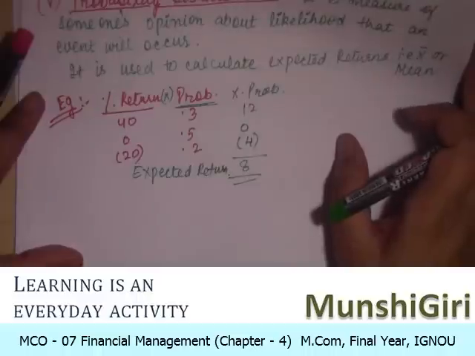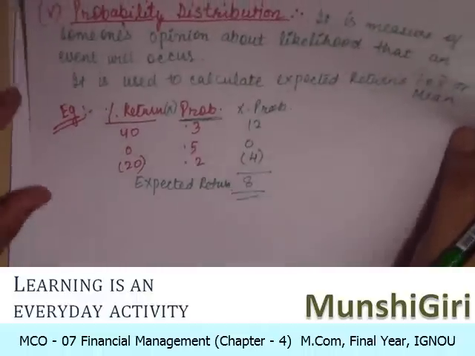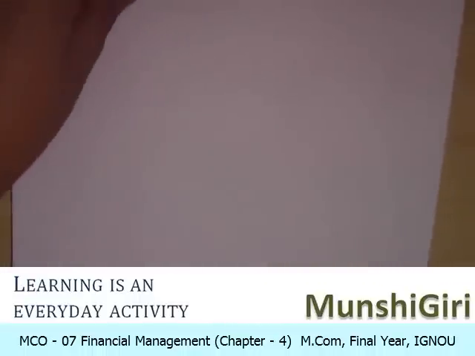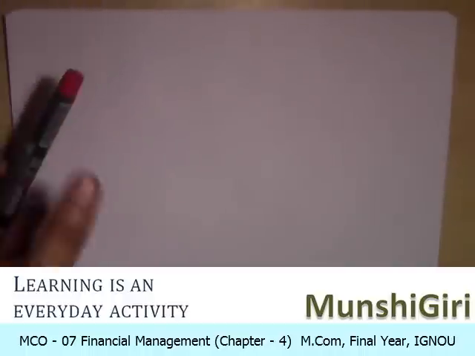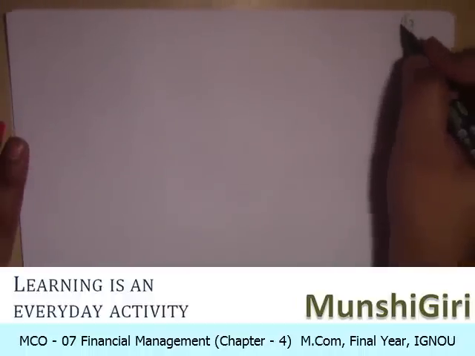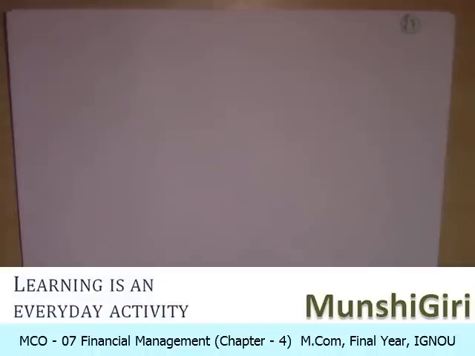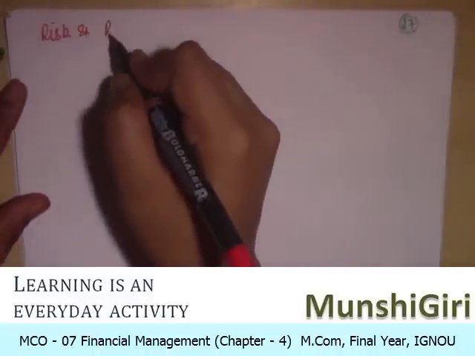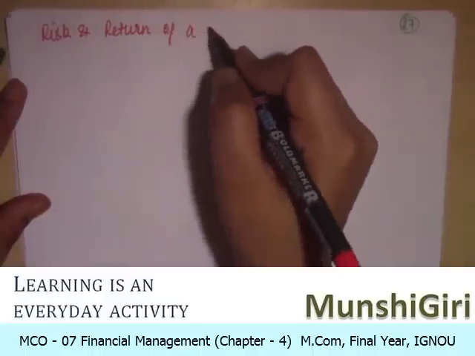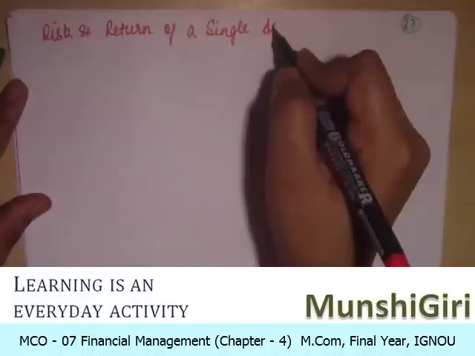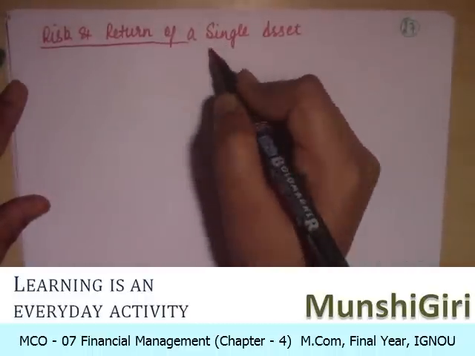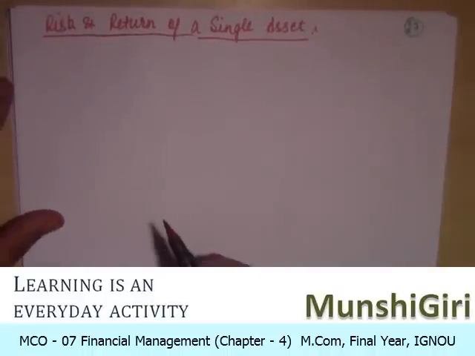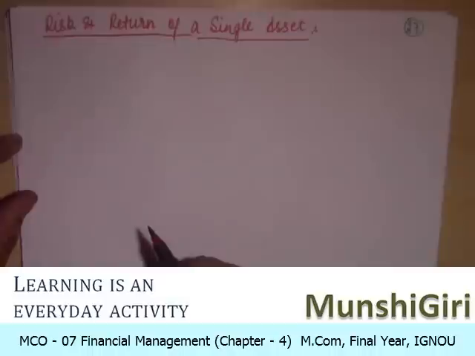Okay, coming to the next topic, risk and return of a single asset. Now the example we did on the last page, in which we calculated the mean and standard deviation, was an example of risk and return of a single asset.